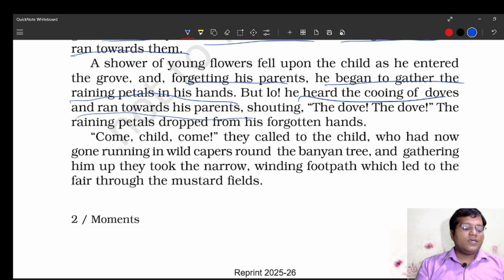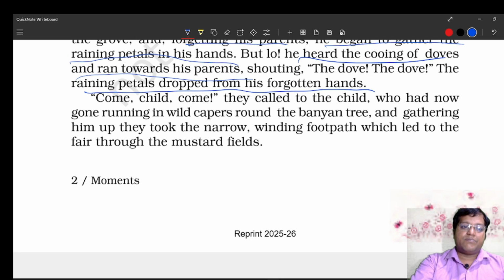Suddenly, he heard a different type of sound. It was actually the sound of the dove, a type of bird, cooing. The raining petals dropped from his forgotten hands. Being attracted by the cooing of the dove, he left all the flower petals he had gathered in his palm. He left all the things and went running to see the dove, the bird.